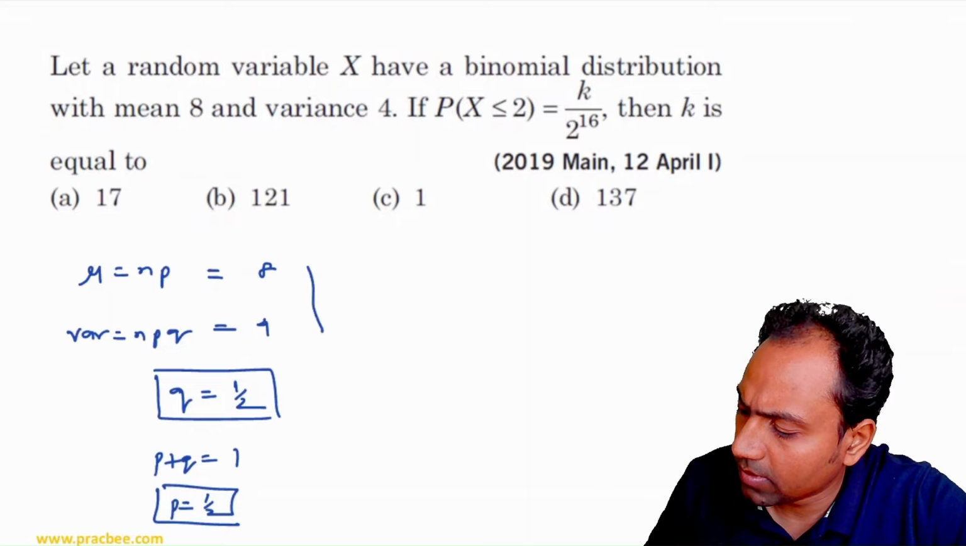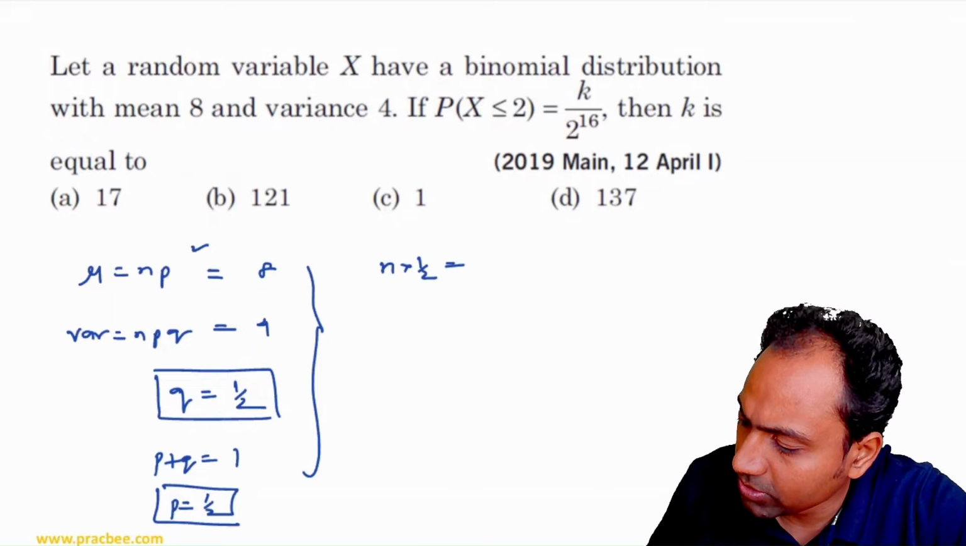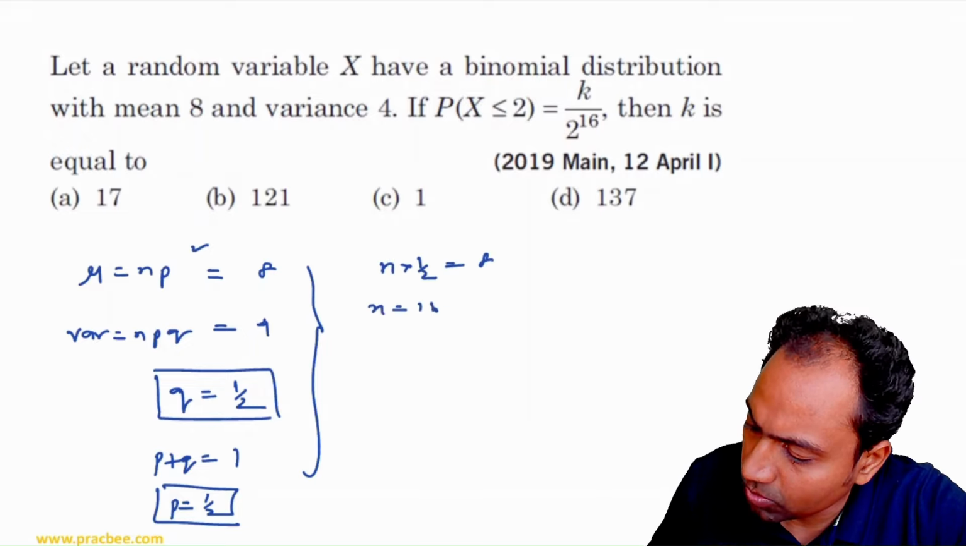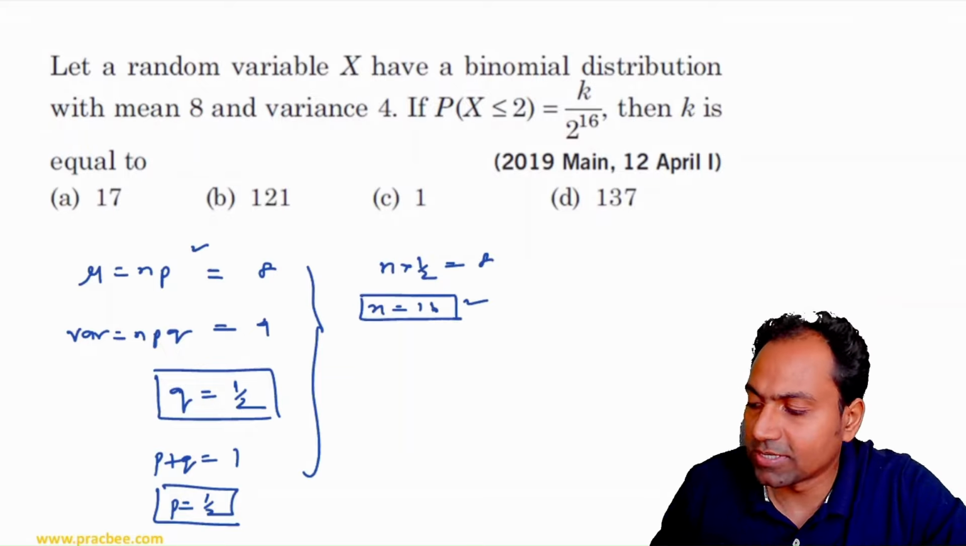Now, if I want to find the value of N, I can put this value of P here. So this becomes N into 1 by 2 is equal to 8. So the value of N also comes out to be 16. So we have figured out all the values. Now, this is the first part of the question.